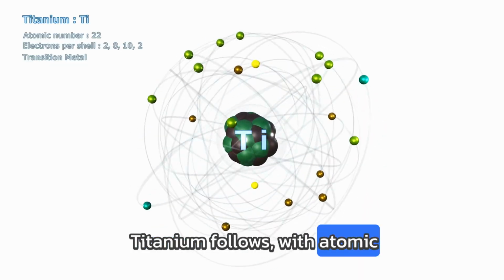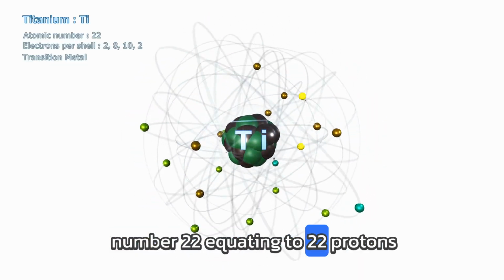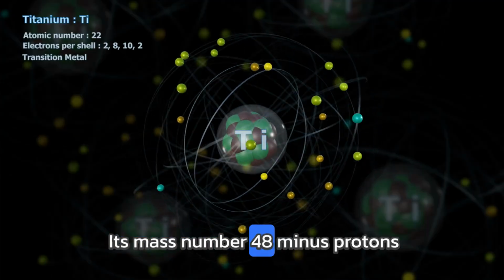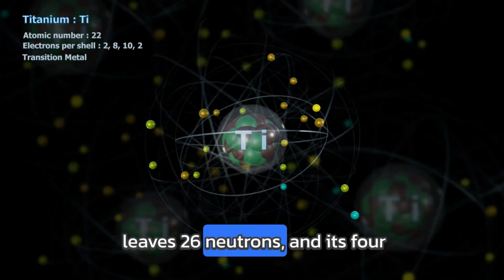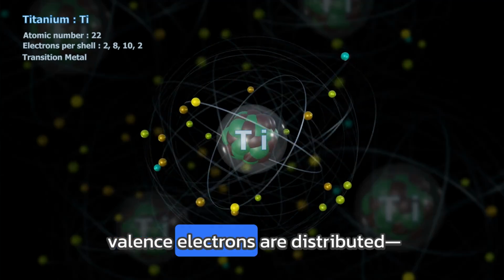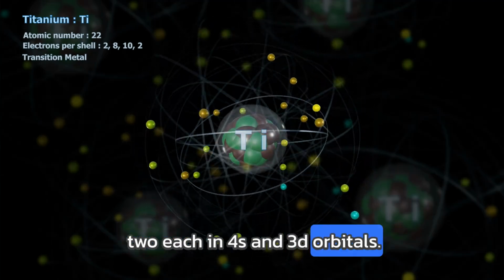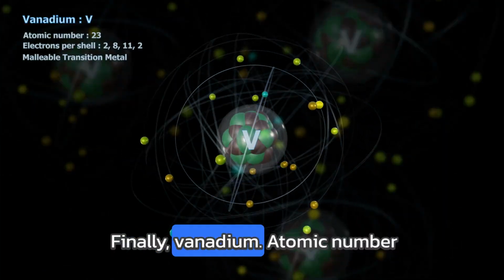Titanium follows, with atomic number 22 equating to 22 protons and electrons. Its mass number 48 minus protons leaves 26 neutrons, and its 4 valence electrons are distributed, 2 each in 4s and 3d orbitals. Finally, vanadium.